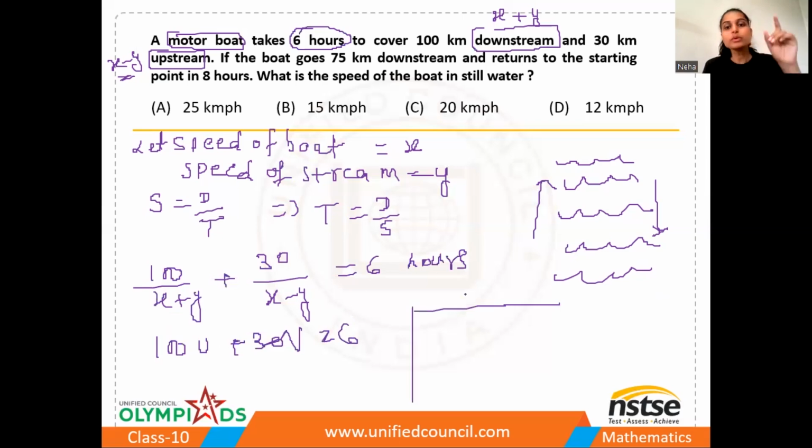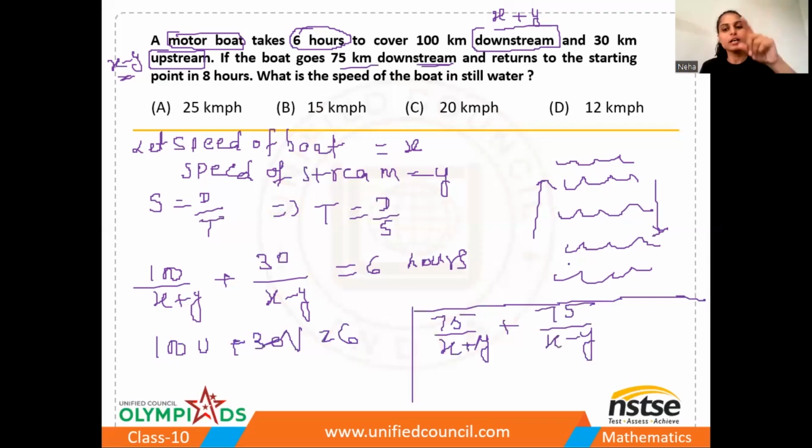And one more thing is also given here, student, that 75 kilometer downstream, that means 75 over x plus y, plus, again it is returning the same distance, that means 75 over x minus y. Now it is in the upstream. It is equal to 8 hours, right? So similarly, 75u plus 75v is equal to 8. This is your equation number 2.